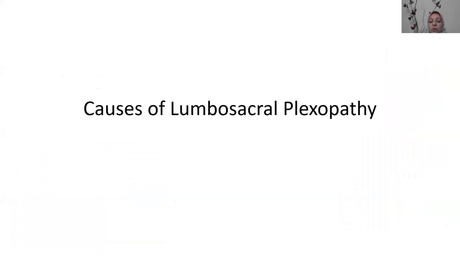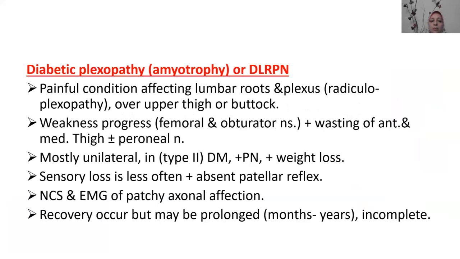So in general, what causes lumbosacral plexopathy? The first is diabetic plexopathy, or what's called diabetic amyotrophy, or the new name, diabetic lumbosacral radiculoplexus neuropathy. It's a painful condition affecting lumbar roots and plexus, and hence the name radiculoplexopathy, over the upper thigh or buttock. It's mostly unilateral in diabetic patients with type 2 diabetes, presenting with peripheral neuropathy also, and hence the name radiculoplexus neuropathy.